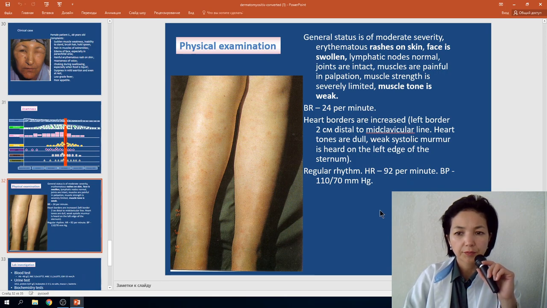During physical examination, her general status was of moderate severity, and she had skin rash, the face was swollen, lymph nodes were normal, but joints were intact, muscles were painful on palpation, muscle tone was very weak, and breathing rate was 24 per minute. Also heart borders were increased, the left border 2 centimeters distal to the midclavicular line, heart tones were dull, a weak systolic murmur at the apex of the heart, regular rhythm, heart rate 92 per minute, and BP in the normal range, 110 to 70 mmHg.